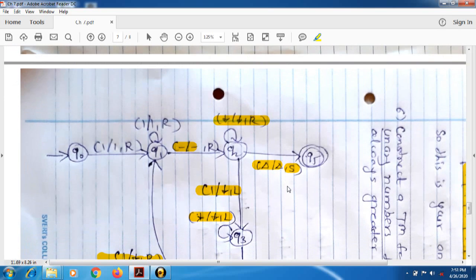So this is the computing function, that is addition and subtraction for a Turing machine. You can solve more examples with the help of this type of diagrammatic representation and with the help of 7 tuples. So I have taken only two examples here. One is subtraction and one is addition. You can solve different examples by using the same procedure.